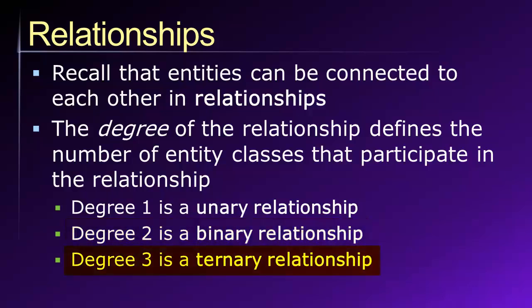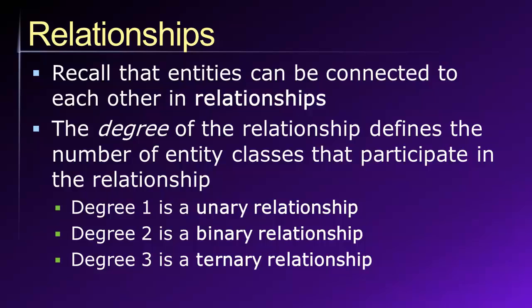We may also have a ternary relationship, or a degree 3 relationship. In a ternary relationship, we would have 3 entities involved in the relationship. So the degree then simply refers to the number of entities which participate in the relationship.